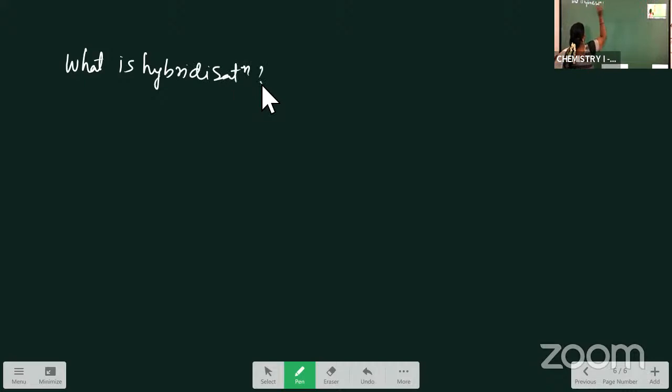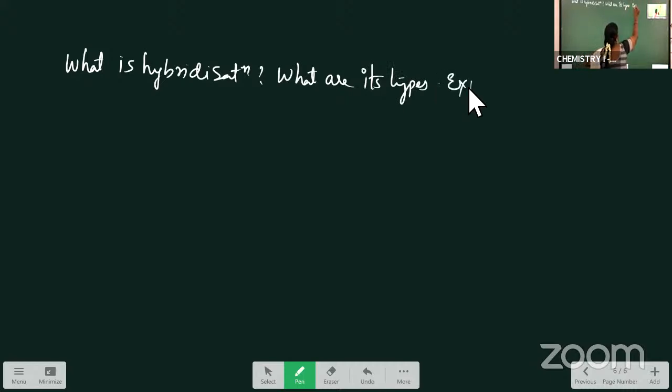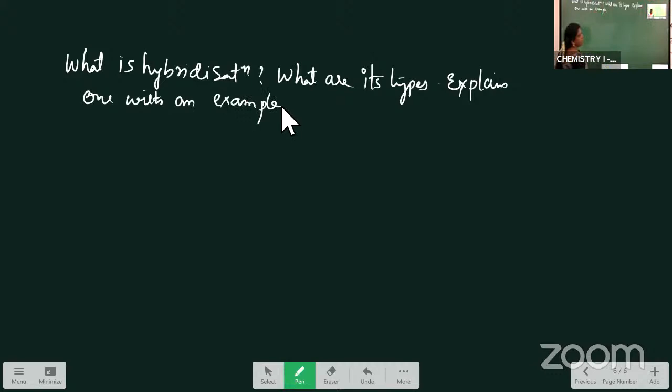So next question is from chemical bonding. The important LAQ is, what is hybridization? What are its types? Explain each one with an example. Now, what is the meaning of hybridization?